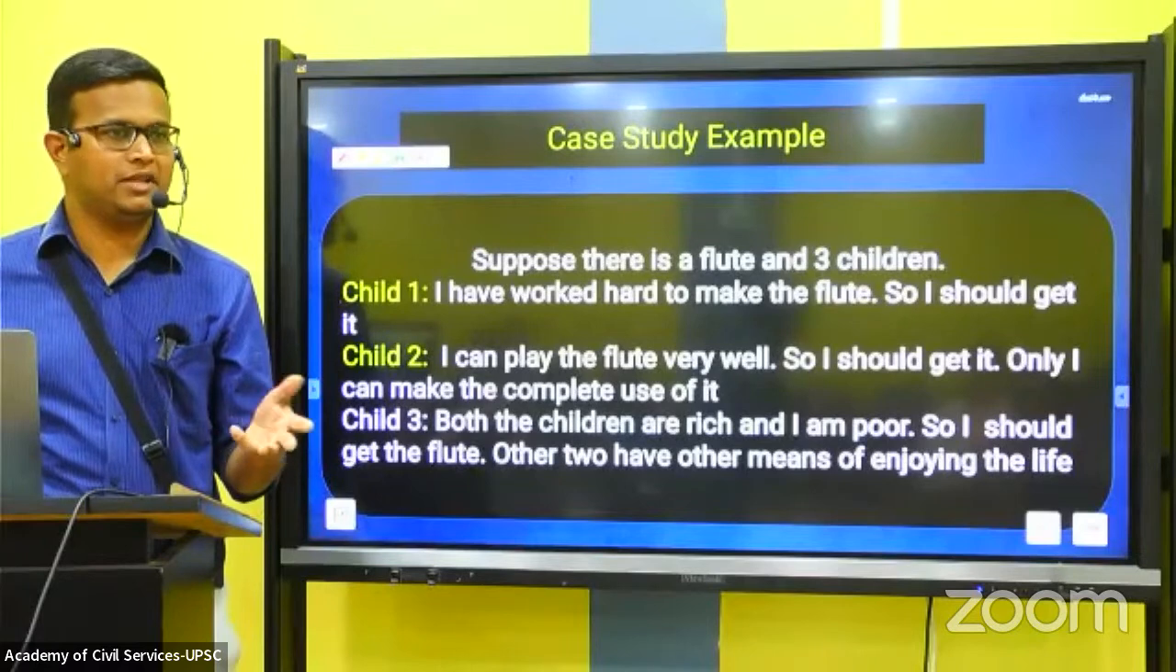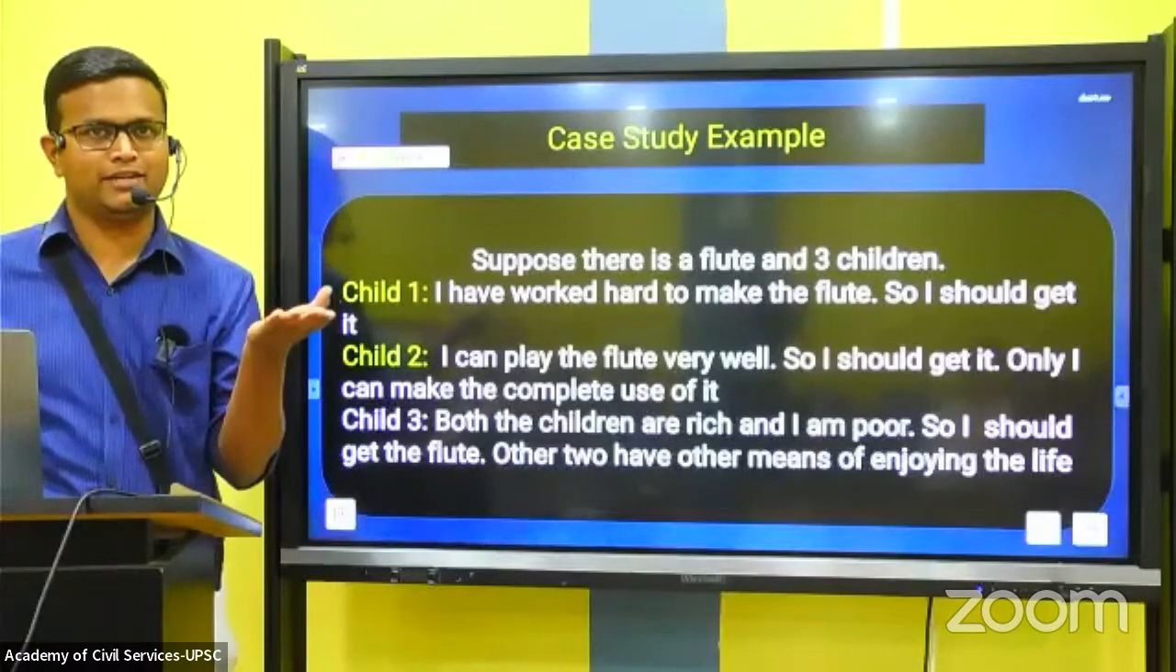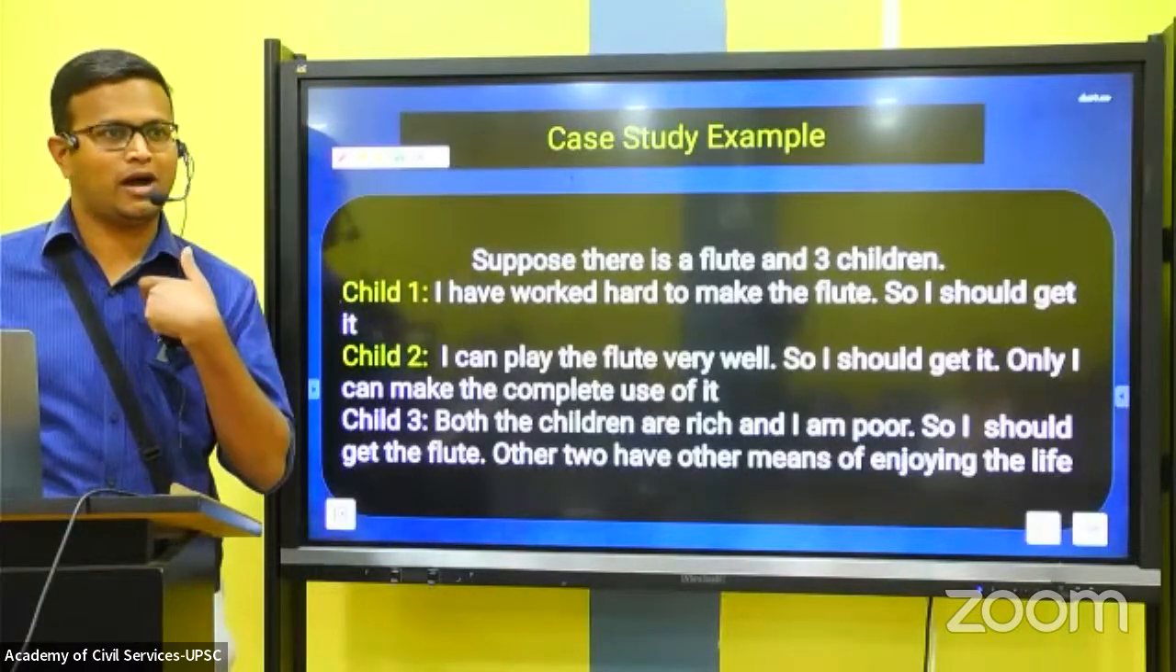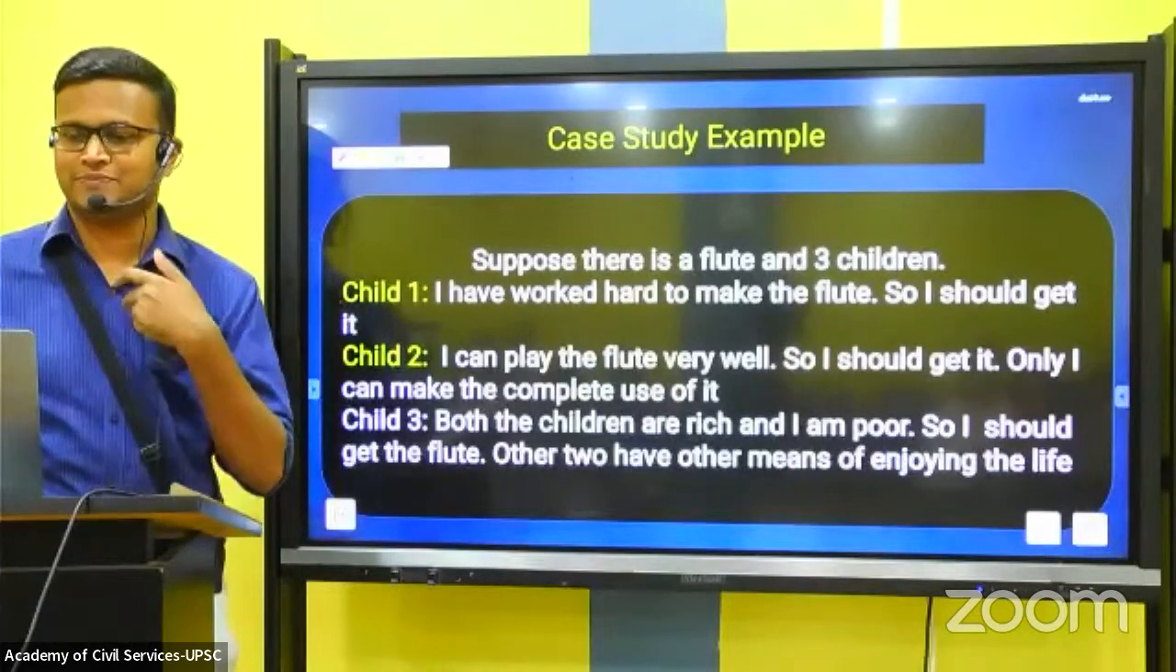Only I can make the complete use of that. The other person who made it does not know how to play. I know how to play that, so I should be given that.